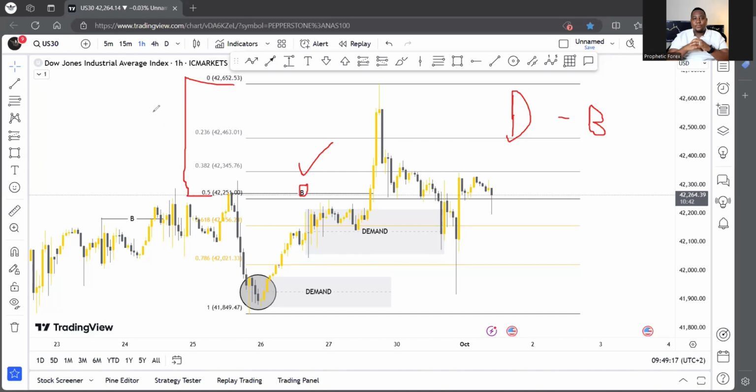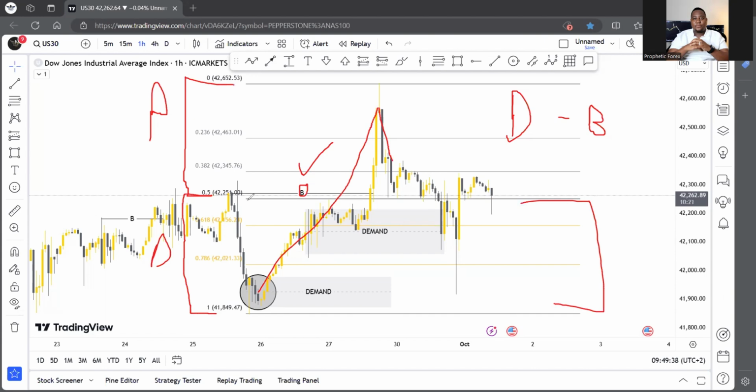From 0 all the way to 50, premium, okay? From 50 all the way to 100, we have the discount, okay? Can you guys see it? So with this impulse going further up, as it pulls back, I'm looking to buy where? In this area.